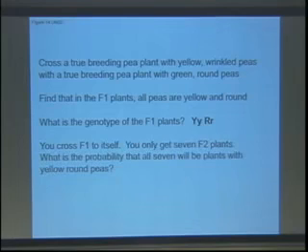All right, so now I'll give you a problem to solve here. All right, okay, so now let's say I cross the F1 to itself again, right? But I only get 7 F2 plants out. Okay, what's the probability that all 7 will be plants with yellow round peas? Okay, so go ahead and solve that.